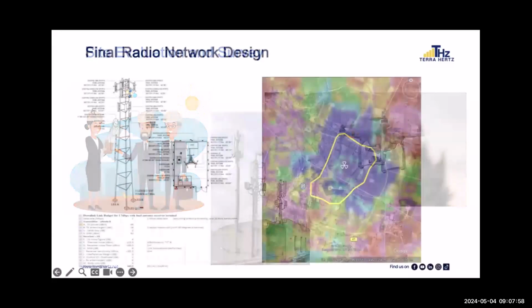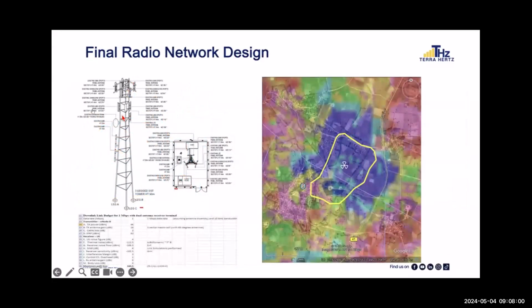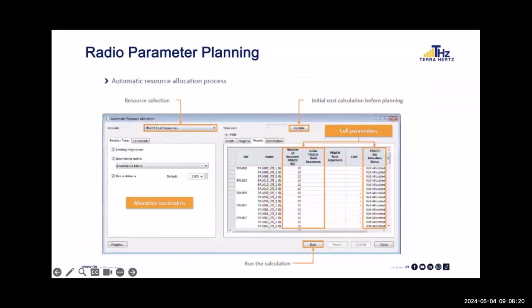And then for the final radio network design, you will finalize how high your antenna is, what the azimuth is, and what your transmission type is. So this is essentially the final radio network design. And after that is the radio parameters. So you need to have the radio parameters ready.